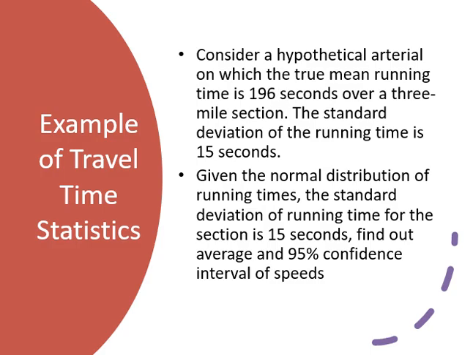So let's say we have an arterial, a hypothetical arterial which has a mean running time of 196 seconds. It has a 3-mile section, and it has a standard deviation of 15 seconds.